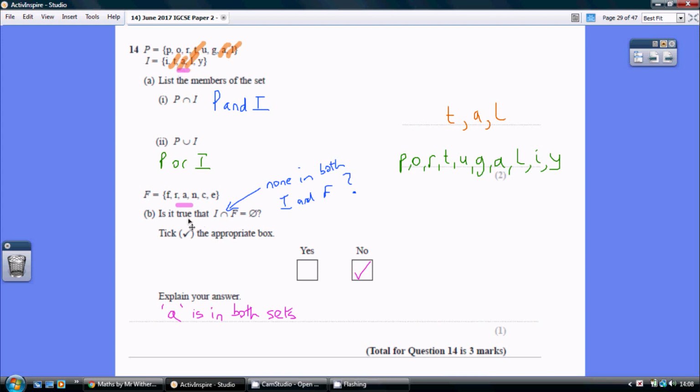A is in both words. So it is not true to say that there aren't any letters that are in both Italy and France, because A is in both. So tick the appropriate box, which is no, and this is because A is in both sets.